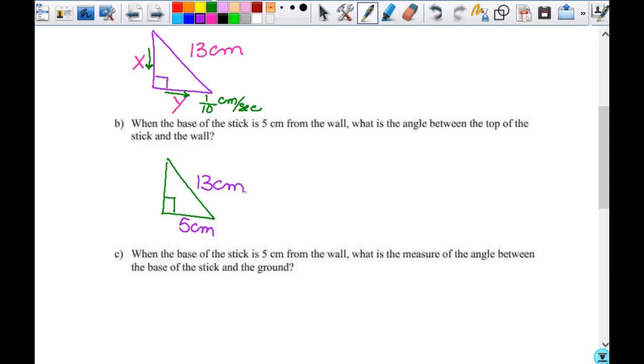It says, what is the angle between the top of the stick and the wall? So do I want this top angle or the bottom angle? The top, because it says the top of the stick and the wall. But I'm not going to call it X because I already have an X in there. I have a Y in there. I could call it Z, but I'm not going to do that either. Because when you get into the upper level math and science classes, for your unknown angles you don't use variables like X, Y, and Z, A, B, and C, that sort of thing.